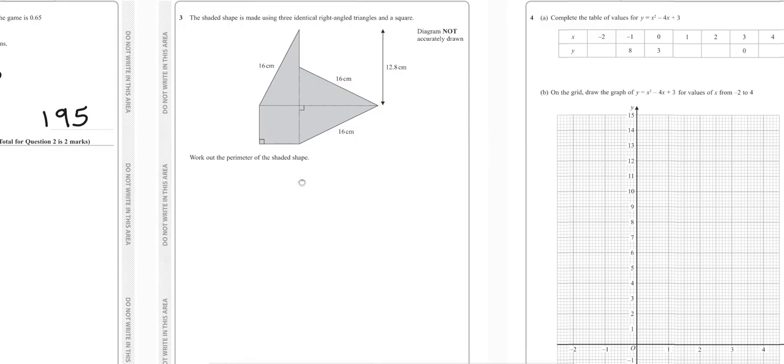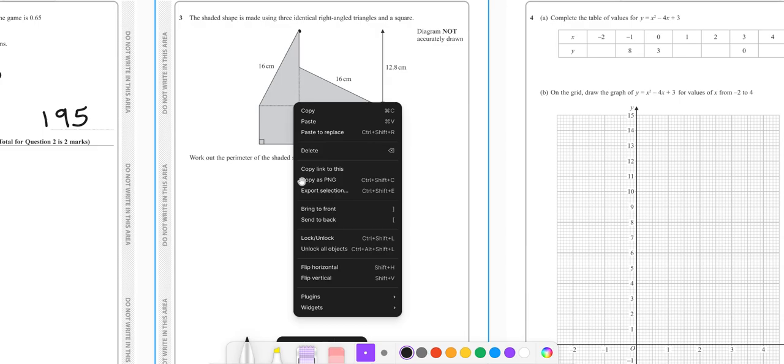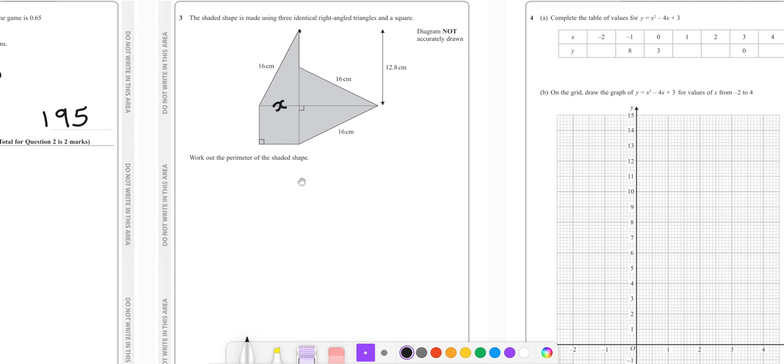Okay, we've got 3 identical right angle triangles and a square. Work out the perimeter of the shape. So we know that that length, there to there, is 12.8. So the key length we need to find out is this one here. So let's call that x. And we know by Pythagoras, because we've got a right angle triangle, x squared plus 12.8 squared equals 16 squared.